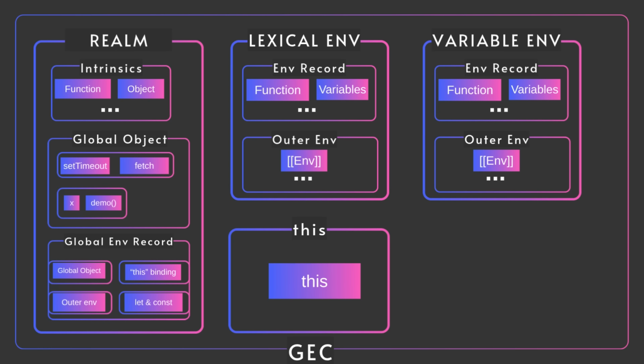There are also a few other internal components inside the execution context, like the private environment record and the script or module environment record. I haven't covered those here to keep things simple, but I've added a link to the official ECMAScript documentation in the description if you'd like to explore them in detail.